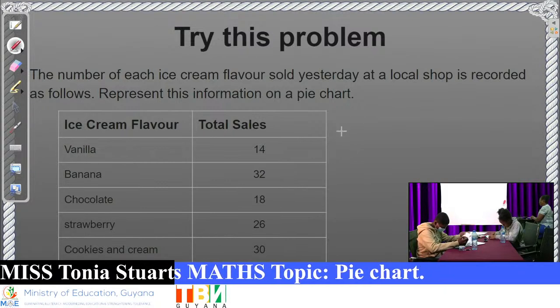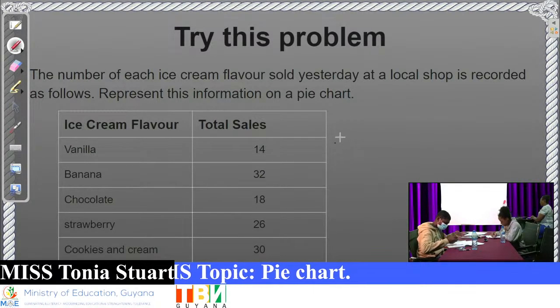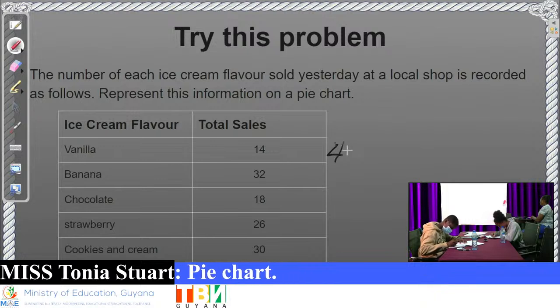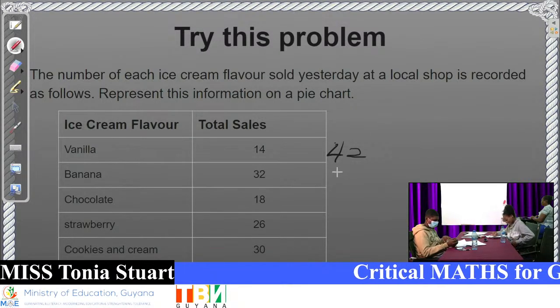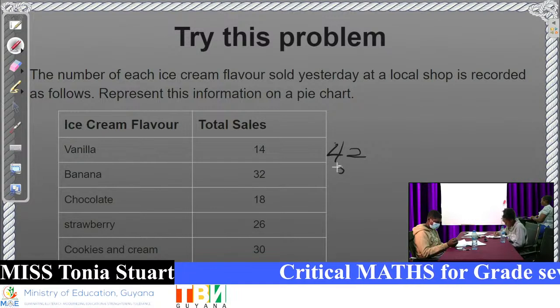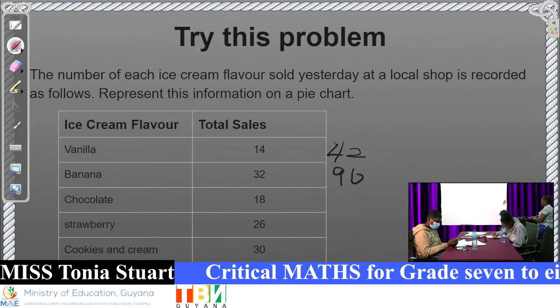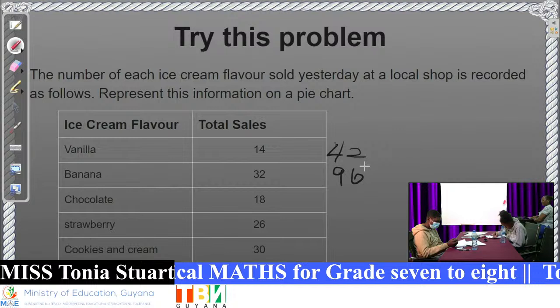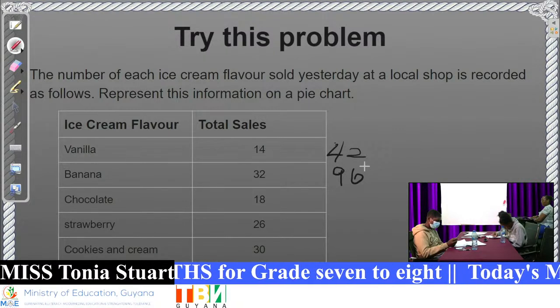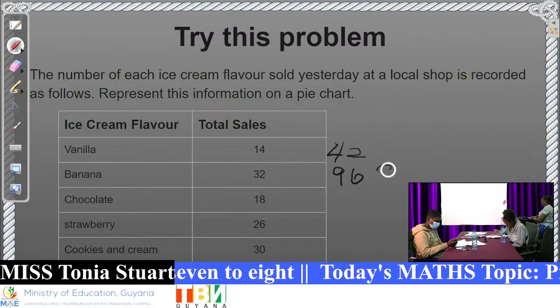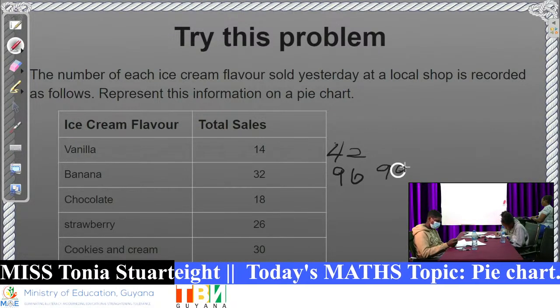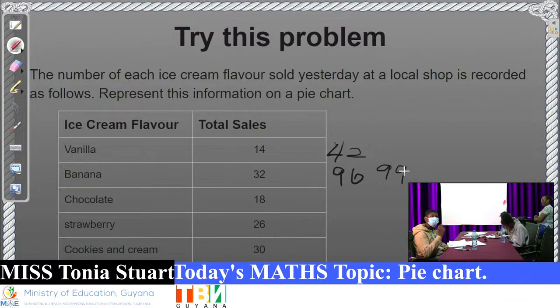So what's your degree for vanilla? 42 degrees. Yeah, 42. Banana? 96. Pardon? 96. Shamara, do you agree? I have 99. You have 99? Okay. That's good. We will check it when you're done.